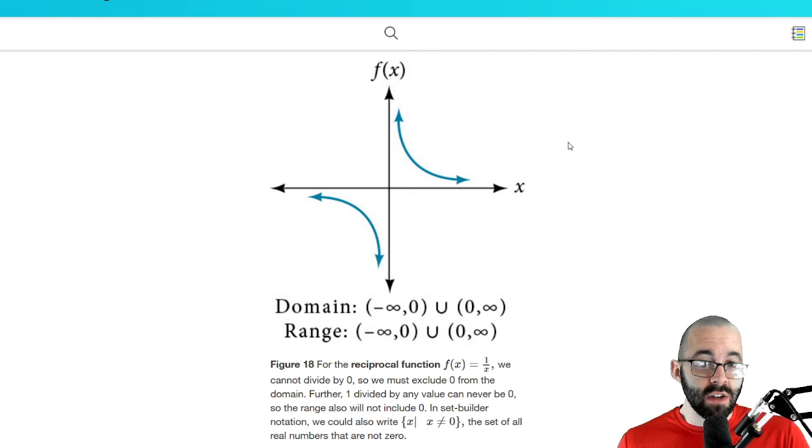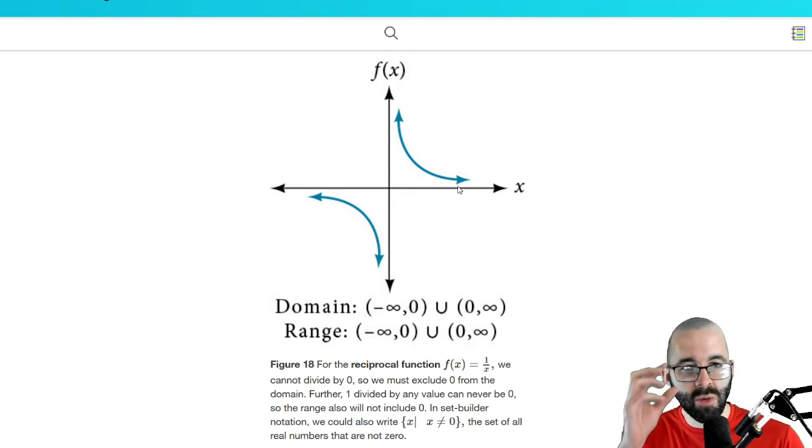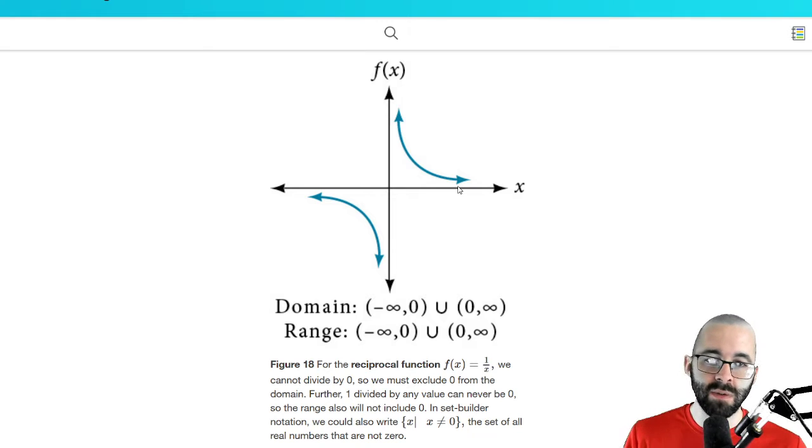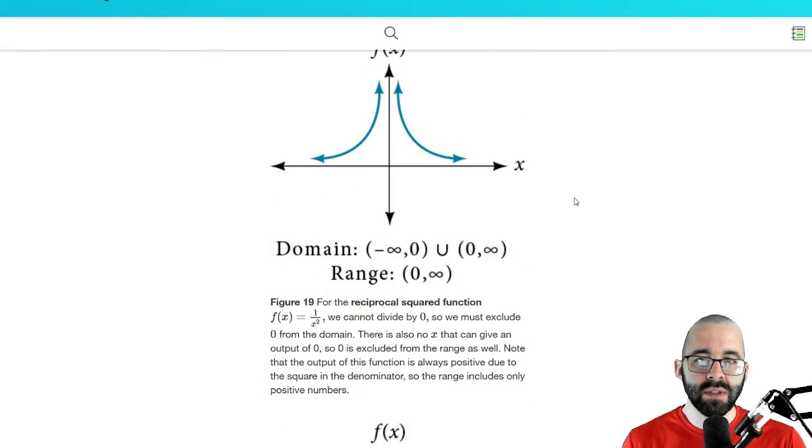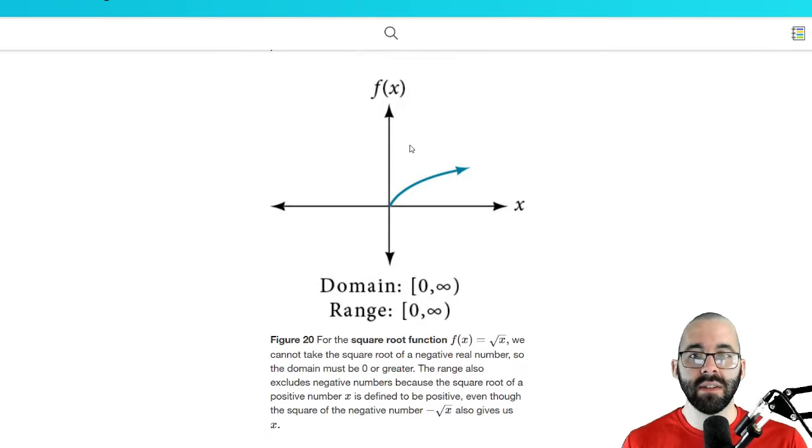The reciprocal function, 1 over x, looks like this. It's got an asymptote on the y-axis and an asymptote on the x-axis. We'll talk more about those later, but essentially an asymptote is just a line that the function gets really close to but never touches. So if you extend this graph really far, it gets really close to the x-axis. It never quite touches it. The reciprocal squared function is 1 over x squared. It looks kind of like this. Very similar, just a slightly different shape, and they're both positive.